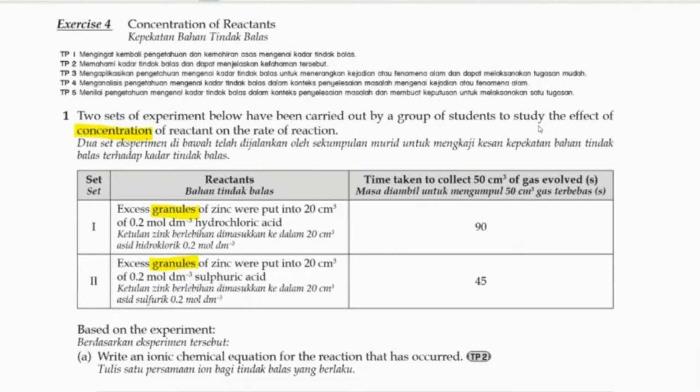Now here 20 cubic centimeter of 0.2 mole per cubic decimeter hydrochloric acid. This one 0.2 mole per cubic decimeter sulfuric acid. So just now I mentioned to you already, you may see the same concentration 0.2, but different acid. So class, how about these two acids? Which one has a higher concentration? Here it is 0.2. This one also 0.2, but different type of acid. So which one has a higher concentration, class?